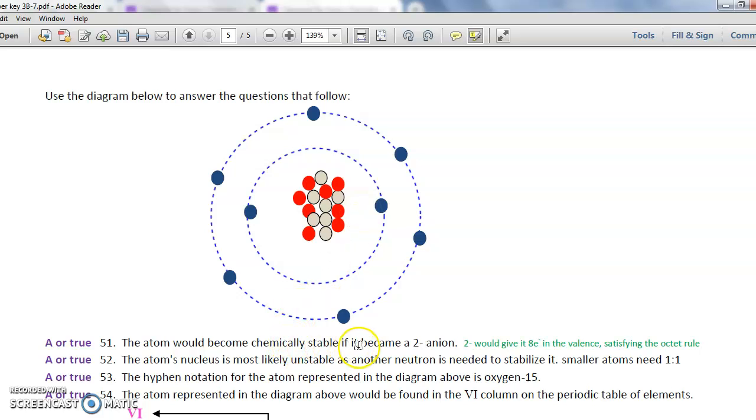The atom would be chemically stable if it became 2-. I guess we didn't have to count a whole lot to answer that one because there's 6 here, and that level holds 8. It would need 2 more to fill that level to satisfy the octet rule.